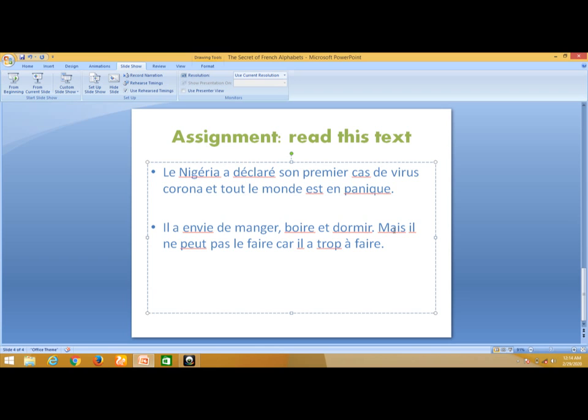Mais. I have told you that A and I is E. So this is mais. We don't pronounce the S. Mais. Il ne peut, I-U-T is still what? E. So, peut, ne peut pas. We don't pronounce this S. Pas. Le faire. Car il a trop à faire.